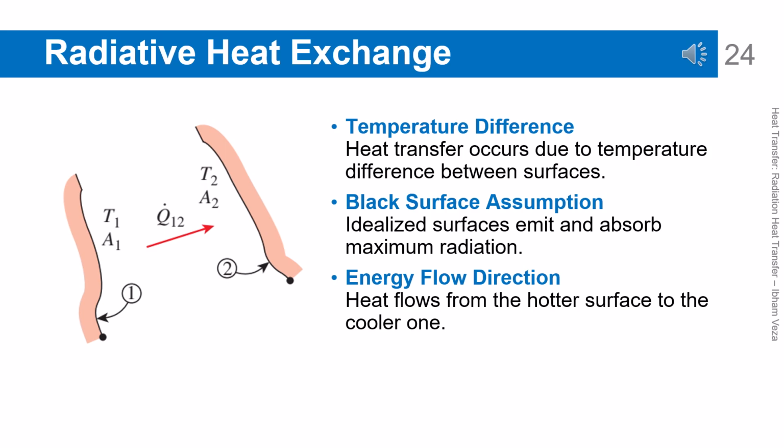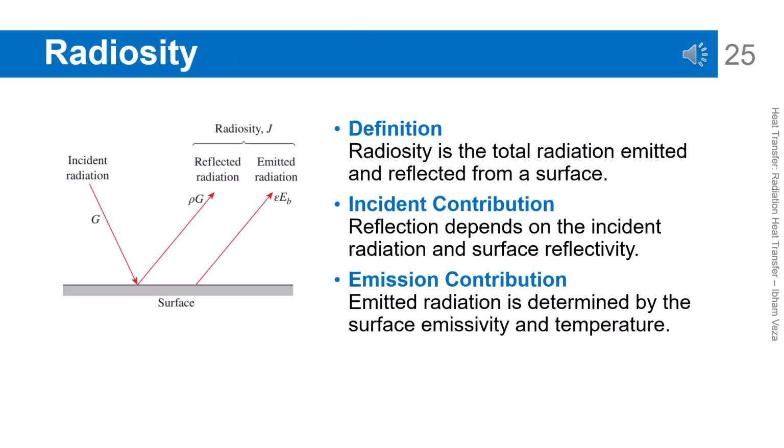Radiative heat exchange. Radiative heat transfer occurs because of a temperature difference between surfaces. In this basic approach, the surfaces are assumed to be ideal black surfaces. Energy always flows from the hotter surface to the cooler one. The amount of heat transfer is determined by temperature and geometry. This concept forms the basis before moving to real surface analysis.